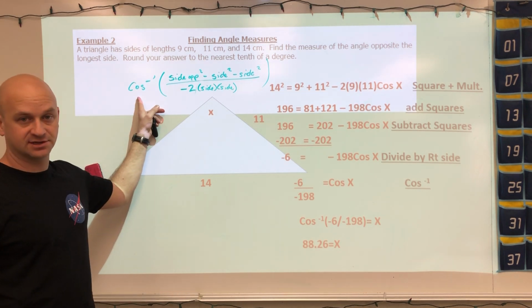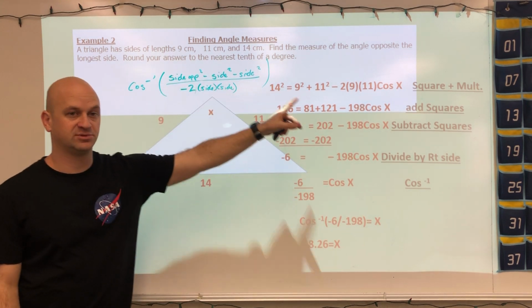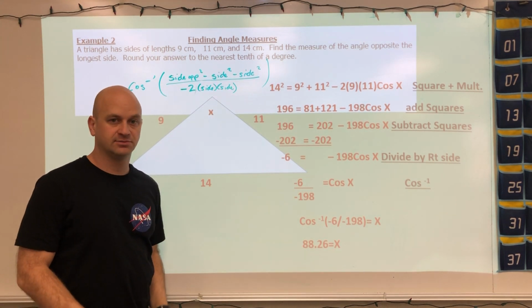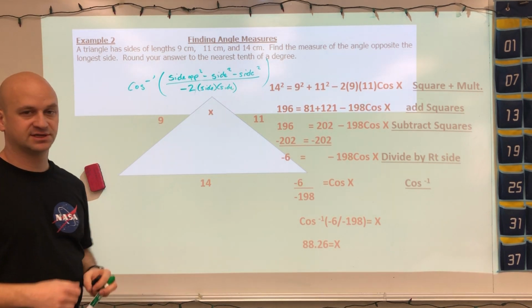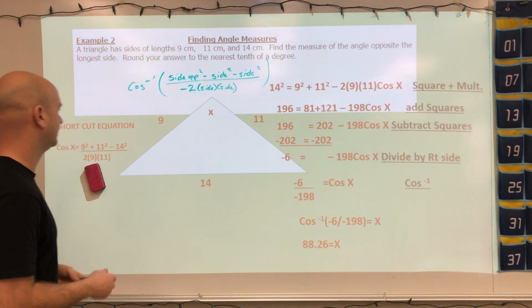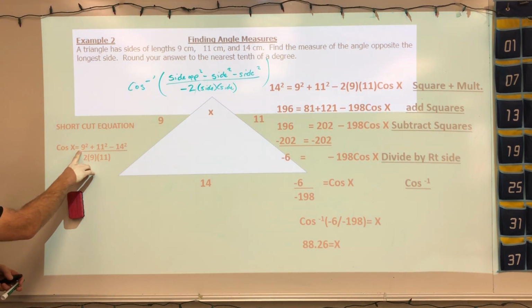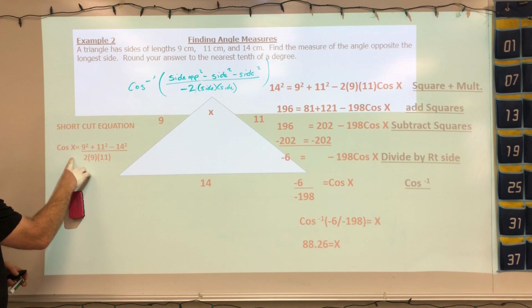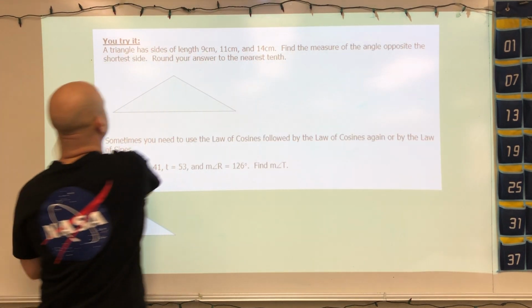So if you hit cosine inverse, parentheses, use the second button, type all this in, you should get 88.26 as your answer. Okay, so make sure you write that down and work through the examples that we have here, okay? So again, here would be the shortcut equation. Would be such, okay?